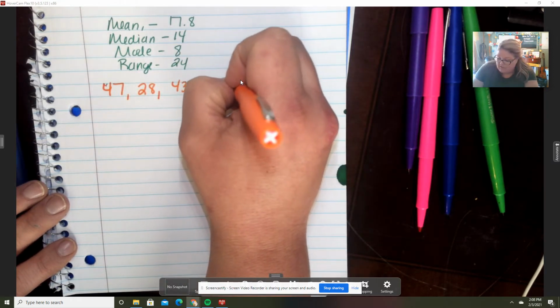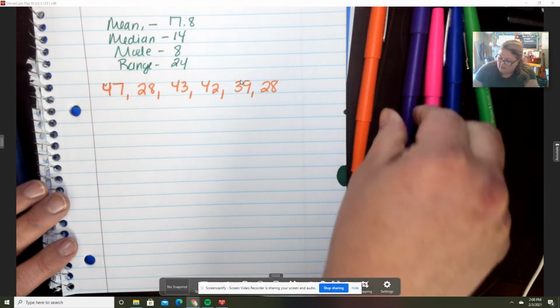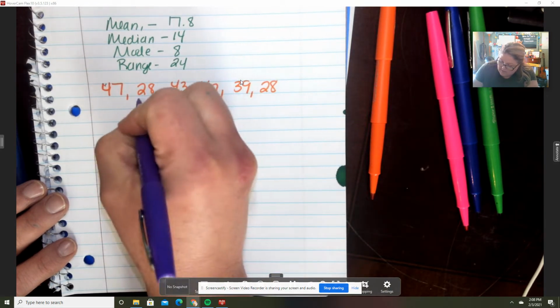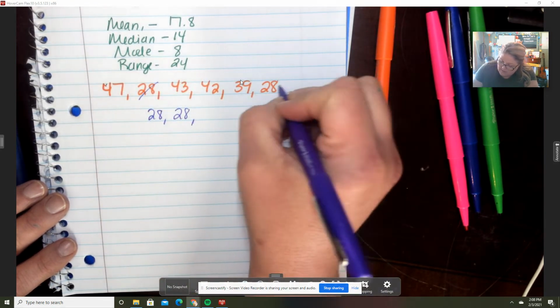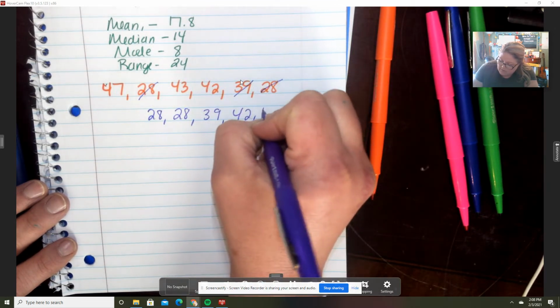And then talking about range. Range is the big minus small. Okay, I'm going to put these numbers in order. So you're going to take your biggest number and subtract it from the smallest. So I have 28, 28, 39, 42, 43, 47. I'm going to subtract 28 from 47.